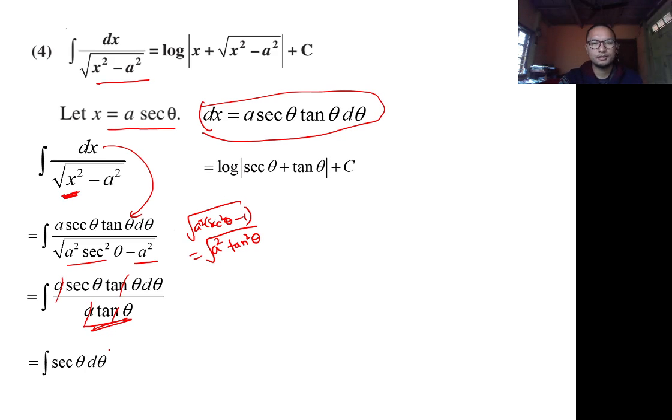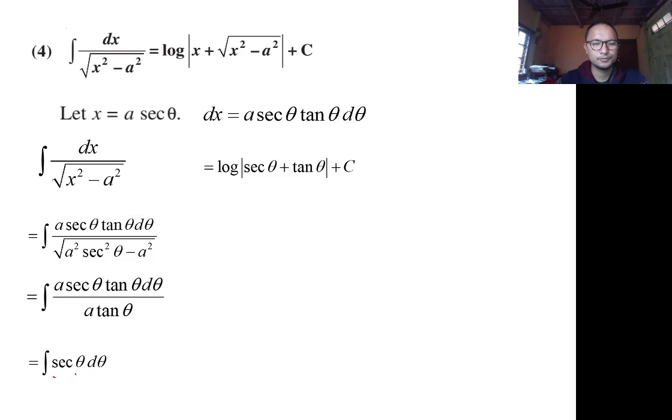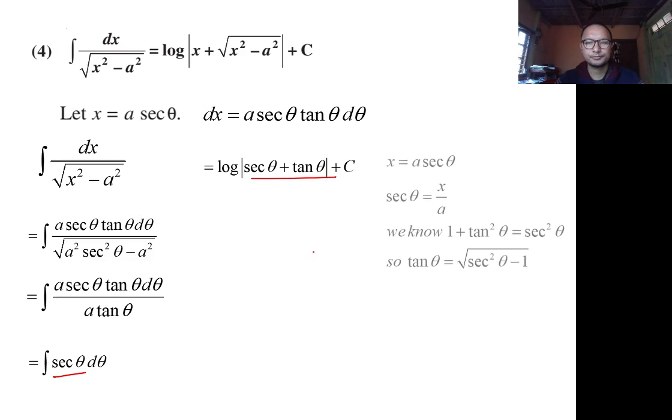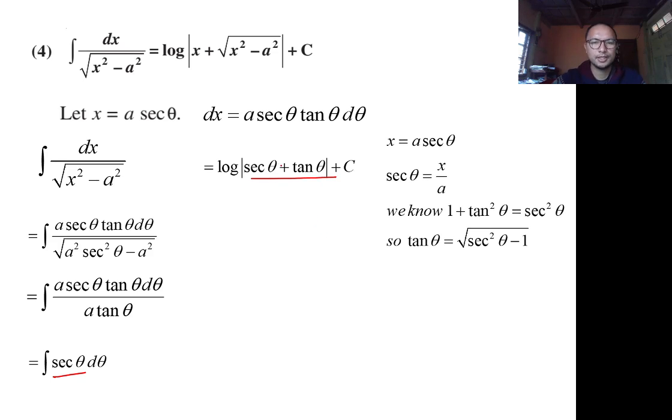Now we know the integration of sec theta is nothing but log of sec theta plus tan theta. Now as usual, theta we have to put in terms of x. We know x equals a tan theta, so what is sec theta? Just divide by a, so it will be x by a. Again, we know 1 plus tan square theta is sec square theta. Tan theta is under root sec square theta minus 1.